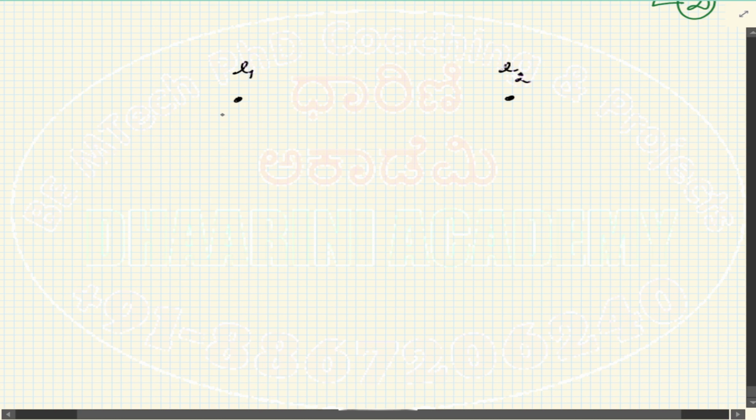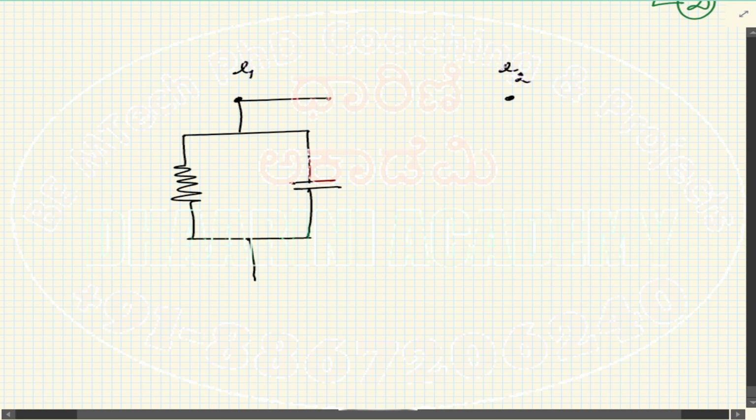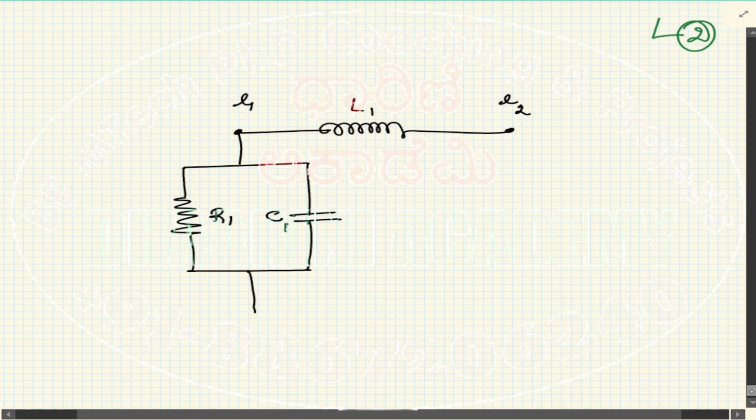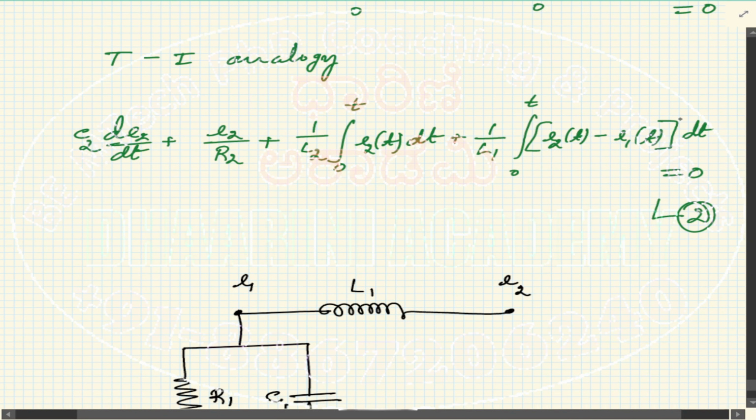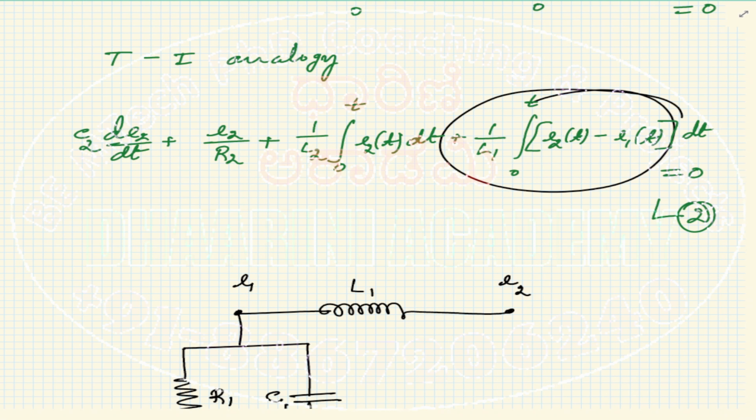So at node 1, we can see that we have two components, right? One is a resistor and one is a capacitor. One resistor, one capacitor in parallel. And between the nodes, we can see that there is a component which is an inductor. So this is R1, C1 and L1. So we'll look at node 2 now. The equation corresponding to node 2. Anyway, we understood that this component is a common component we already have written.